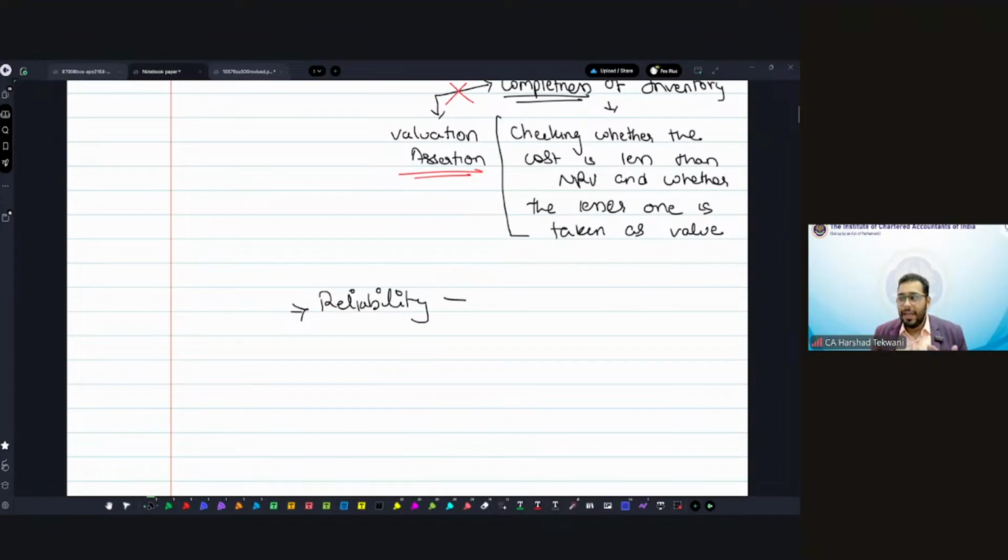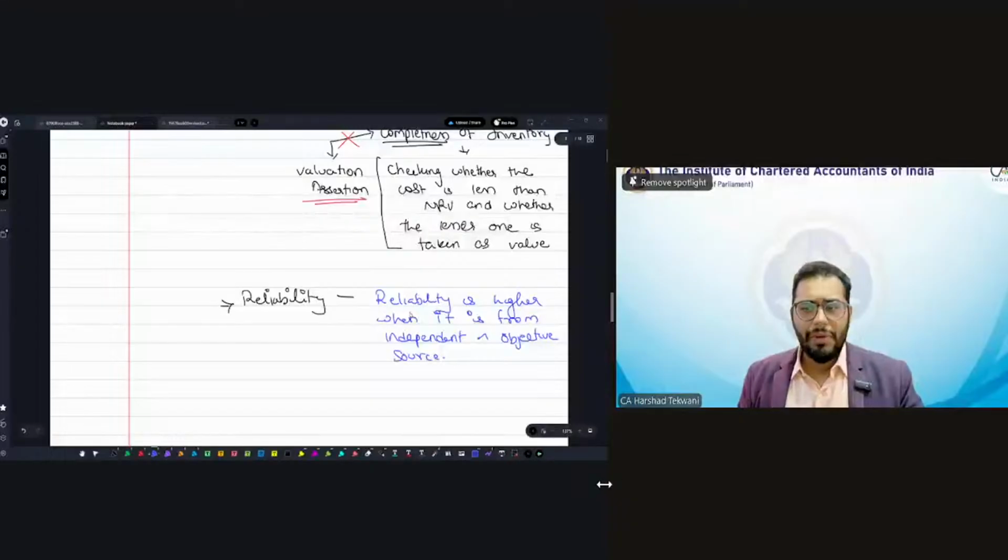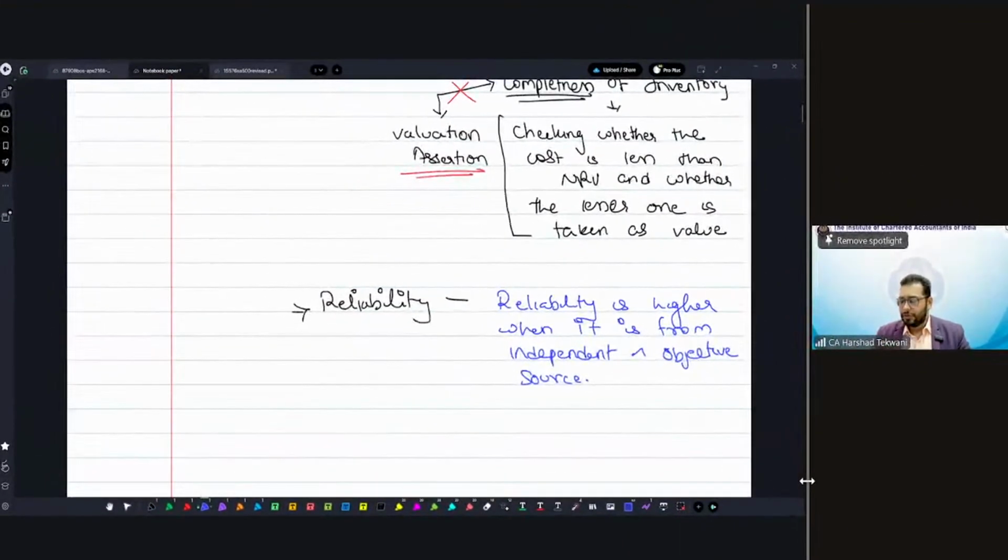Is management independent? Are they free from bias? Very little chance, because they are the ones who are getting audited. I cannot blindly trust that management is independent and objective in its written representations. So that's why reliability is higher for the external sources. Do you agree with that? That reliability is higher for the external sources. Yes, sir. Always.